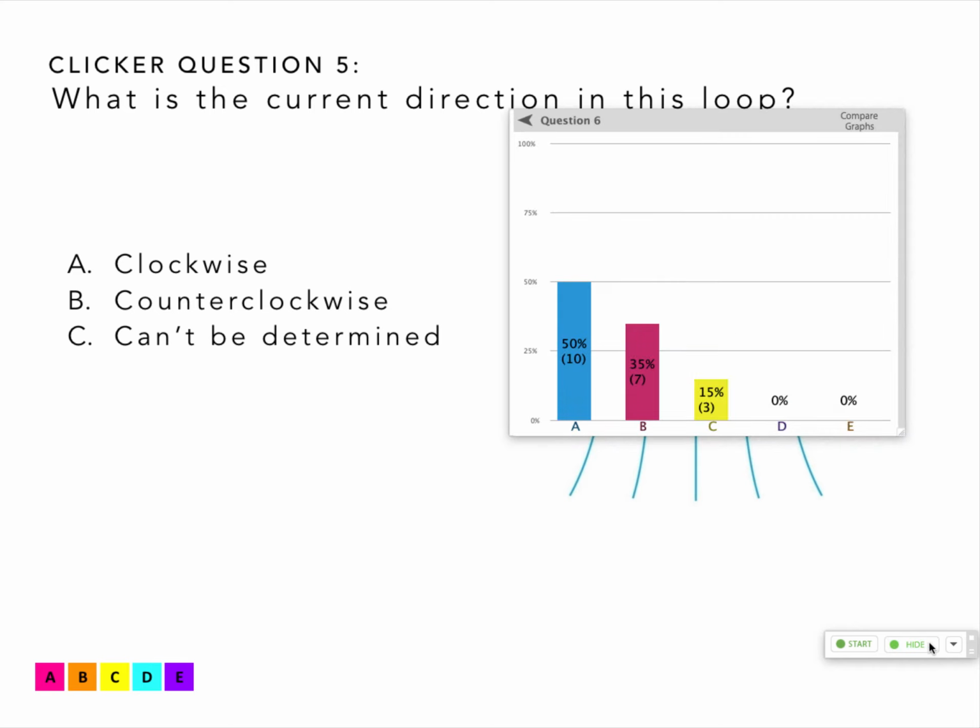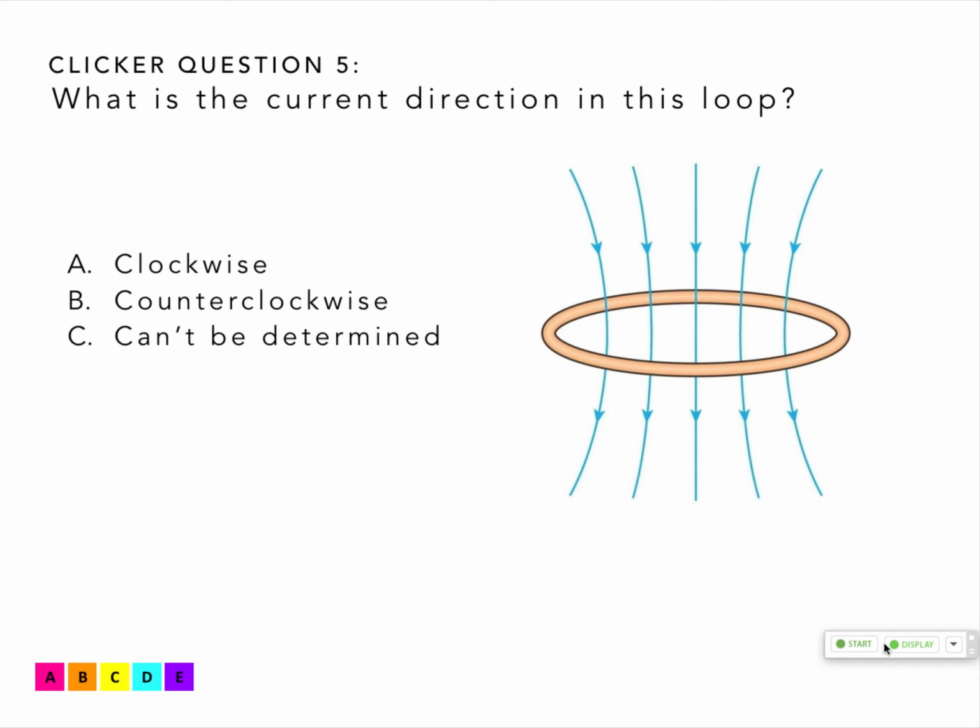So we're never getting out of it. Okay, it's not C. Let me just put it that way. It's A or B. So please discuss and we'll vote again.